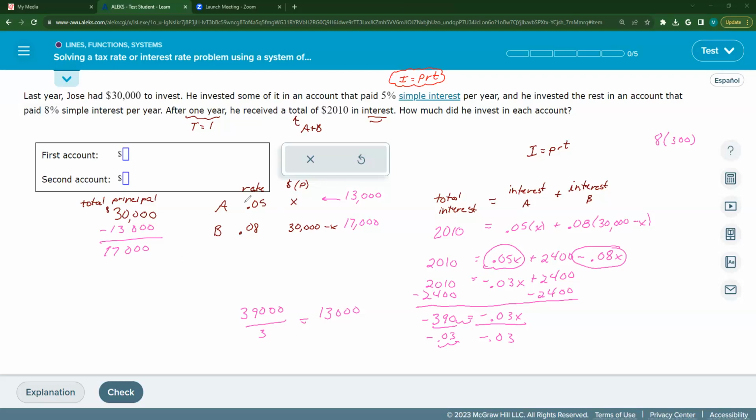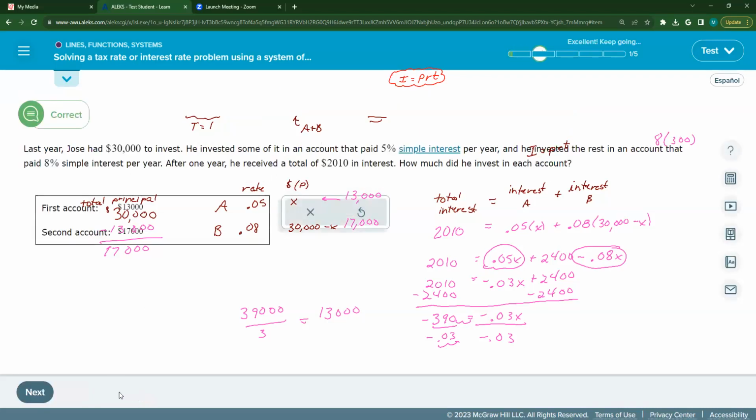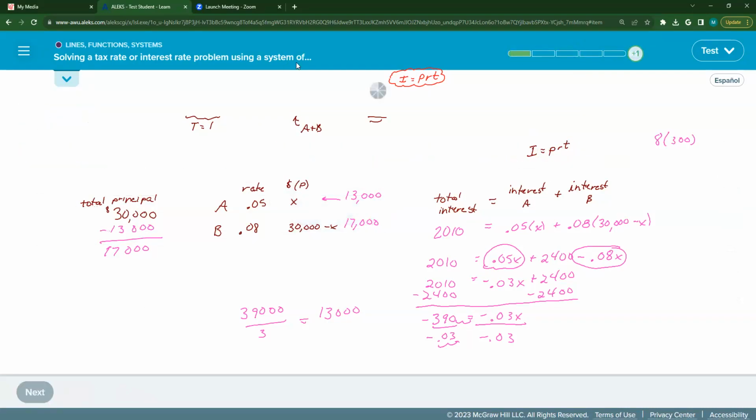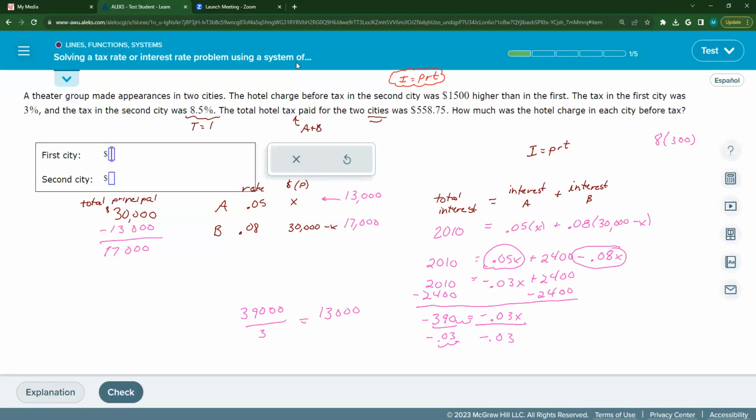All right. So since they put them in order, first account will be the 5%. So we're going to type that in. So 13. You don't need the commas. If you put the commas in the wrong spot, it will count it wrong. So I tend to not type them in. Check my answer.